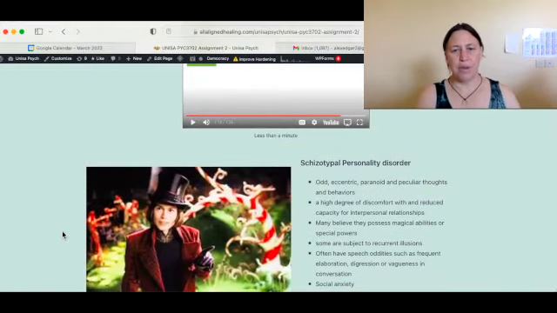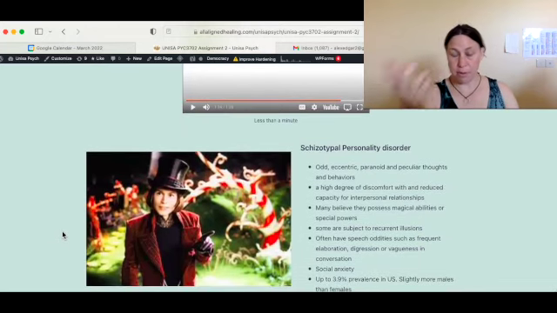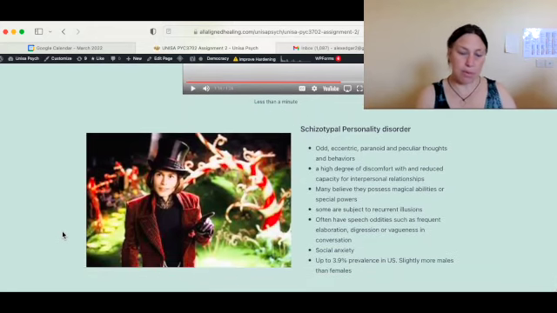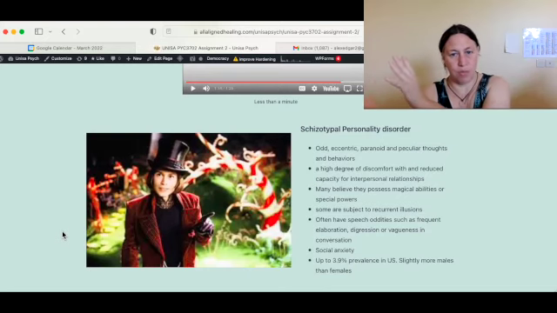Okay, schizotypal personality disorder. Odd, eccentric. So this is similar to the schizoid, but more odd and eccentric with stranger thoughts. May believe they possess magical abilities and superpowers. Some are subject to recurrent illusions, often have speech oddities, such as frequent elaboration, digression, or vagueness in conversation, high social anxiety, slightly more in males and females. Both schizoid and schizotypal are associated somewhat with schizophrenia. It's like a spectrum. Schizophrenia is more of the extreme.